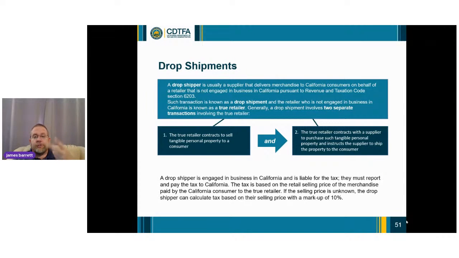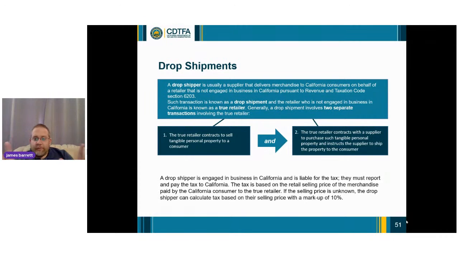In that scenario, there are two sales taking place. California customer buying from East Coast company, that's not taxable. You may owe use tax, but we'll cover that in a bit. East Coast company buying from me to deliver in-state to their customer. That is taxable, and it's taxable to me whether I collect it or not. So if you're fulfilling shipments on behalf of an out-of-state company, make sure you're getting sales tax from them or be prepared to pay out of pocket for it.